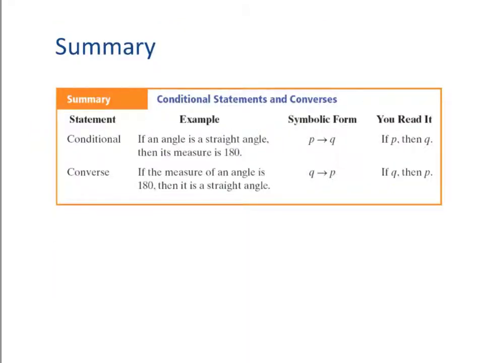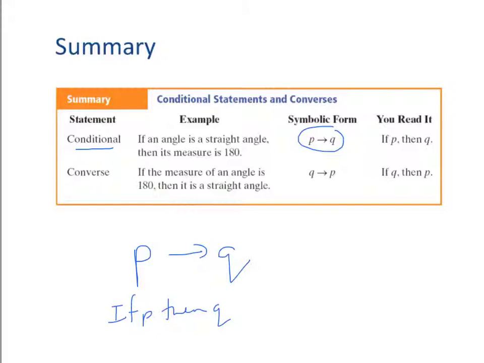So to sum up, conditional and converse. When you have a conditional, you have an if and then. If an angle is a straight angle, then it measures 180 degrees. That's the definition of a straight angle. Now, how we write it in math is we write this: P implies Q. That's a conditional statement. You read it, if P, then Q.